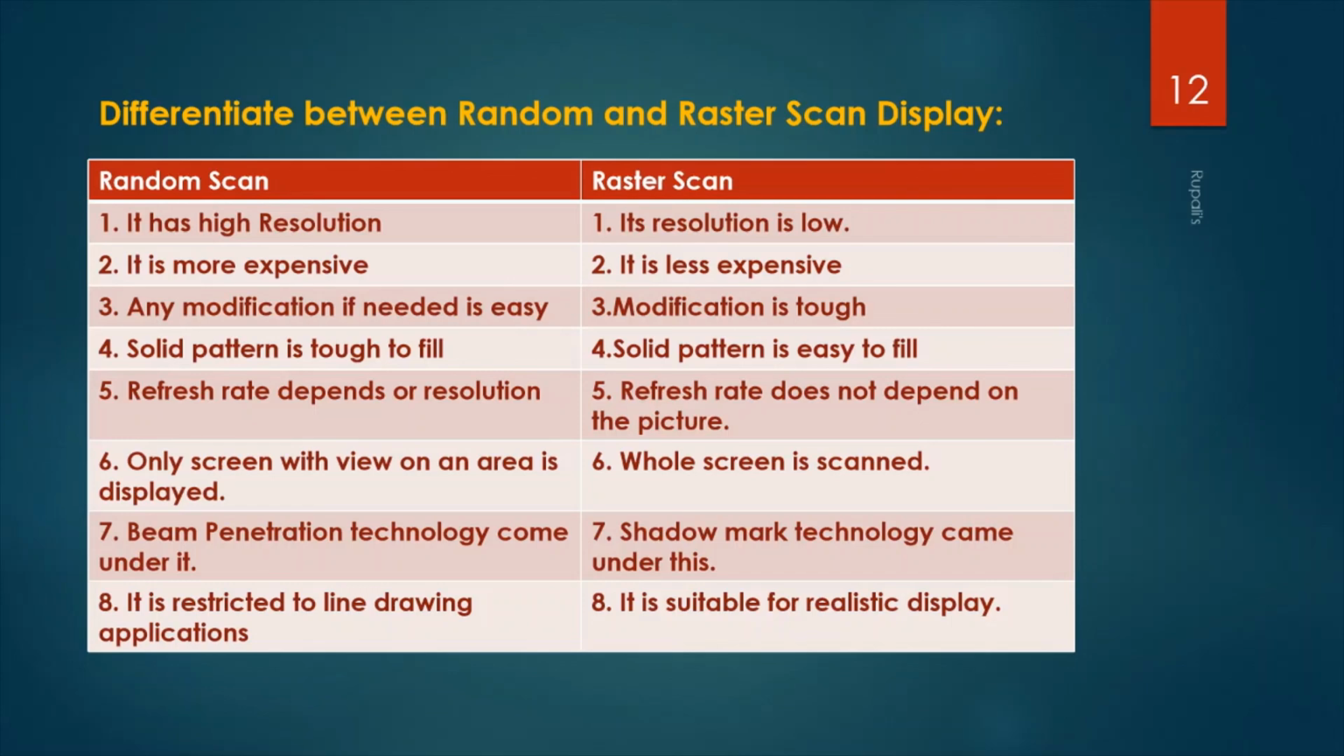Only the view of an area is displayed in case of random scan, but in case of raster scan, the whole screen is scanned. In case of random scan, beam penetration technology is used. In case of raster scan, shadow mask technology is used. For realistic display, raster scan is suitable, and for line drawing applications, random scan is suitable.